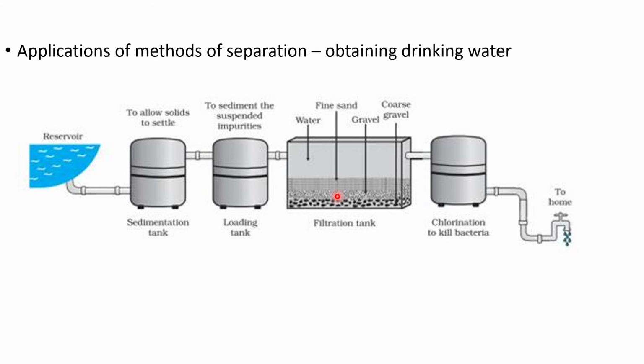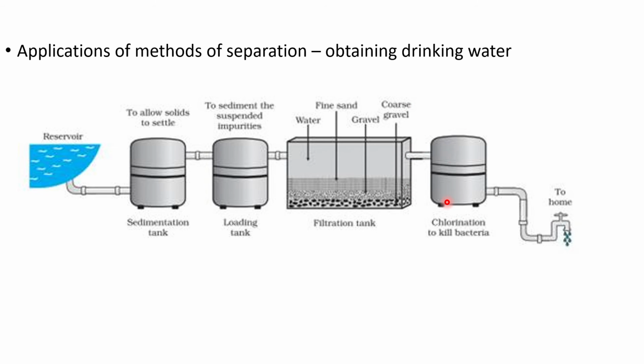But for cleaning water, here in this case we would be using a filtration tank in which the filter is made up of fine sand, gravel and coarse gravel. So this would be acting as a filter. So whatever impurities there are, when the water passes through this, the big things will remain on top, and the water then passes through and moves down to the chlorination tank.